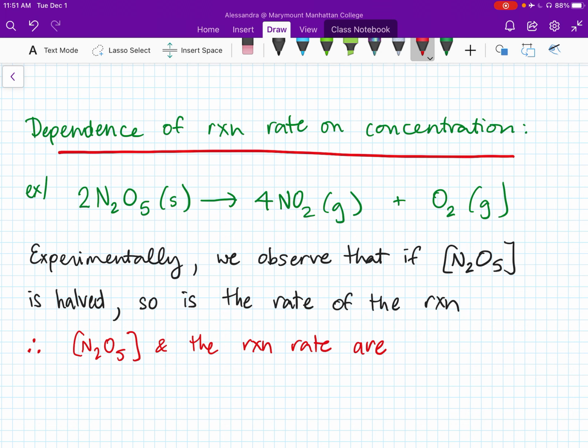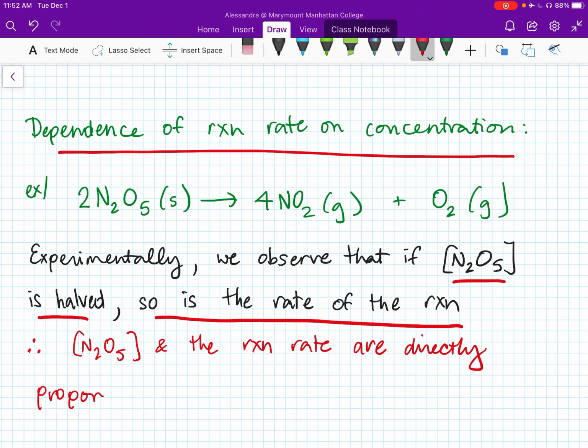So experimentally, if you do an experiment on this reaction, we observe that if the concentration of dinitrogen pentoxide is halved, so is the rate of the reaction. Okay, so if we cut the concentration in half, we cut the rate of the reaction in half too. So that experimental observation tells us that the concentration of N2O5 and the reaction rate are directly proportional to each other, because if we cut one in half, we cut the other in half.